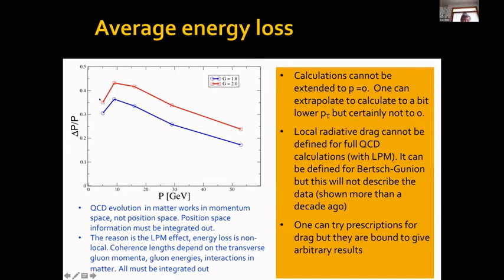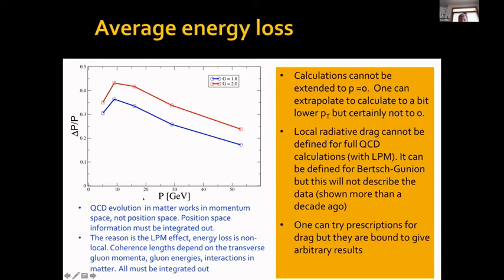First, at small momenta, we have finite, but generally not the largest energy loss. The reason is twofold. One is the LPM effect, and the second is the heavy quark mass. The largest energy losses are at somewhat intermediate momenta, let's say on the order of 10 GeV, and then they gradually decrease as we go to higher transverse momenta.